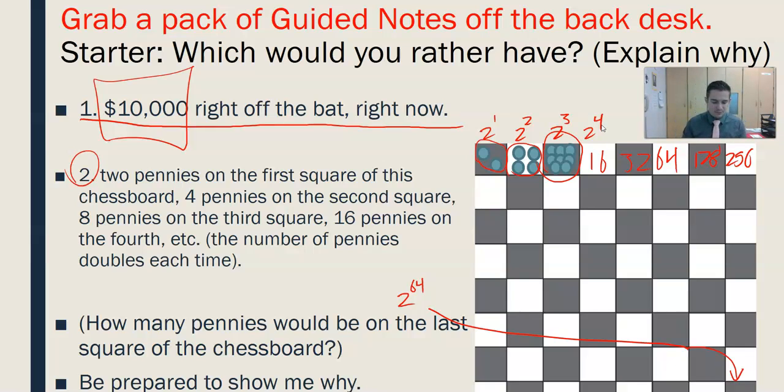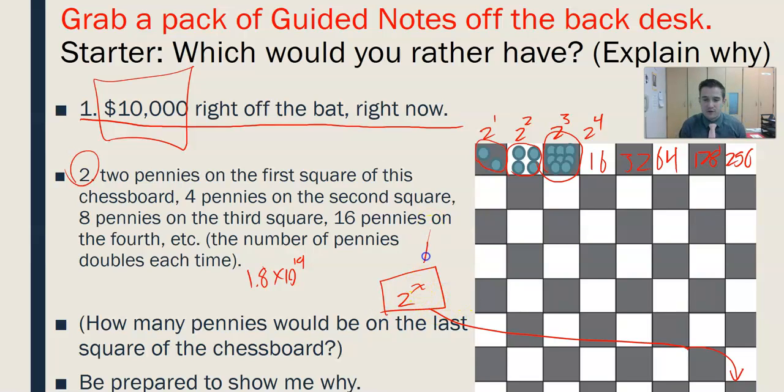To put that into perspective, 2 to the 64 power is like 1.8 times 10 to the 19th power. That's like in the quadrillions. Quadrillions of pennies. Can you even imagine? The reason I bring this example is because this is an example of an exponential equation.